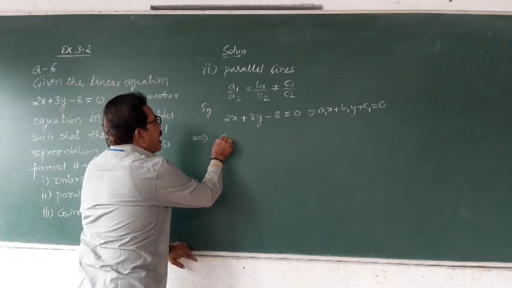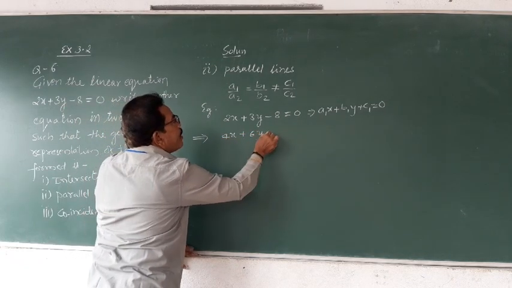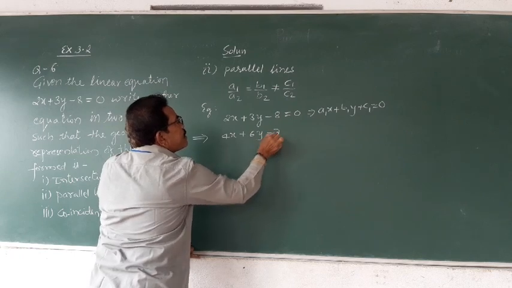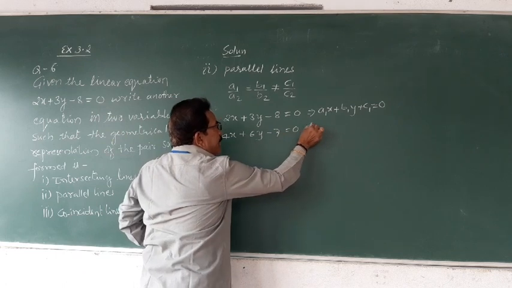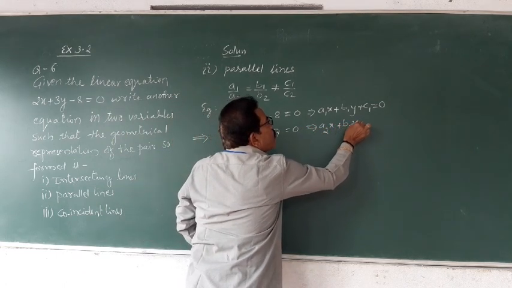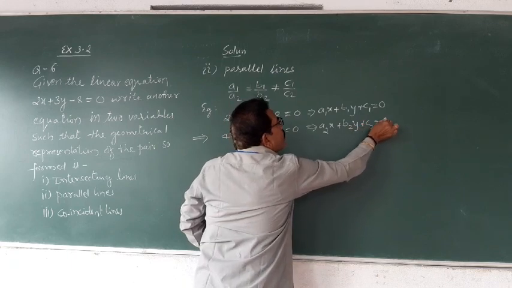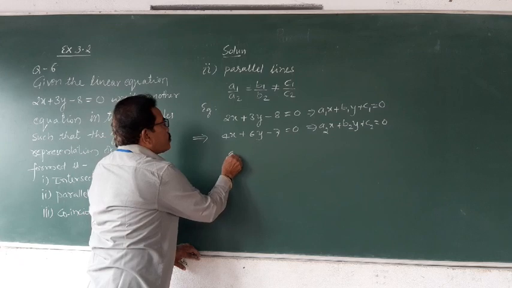Okay, 4x plus 6y minus 7 is equal to 0. That implies a2x plus b2y plus c2 equals to 0. Okay, let us compare the ratios.